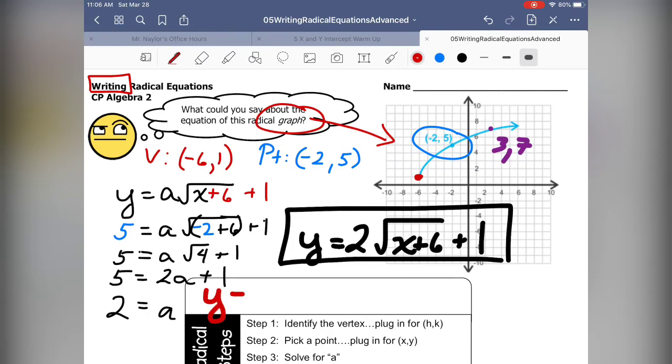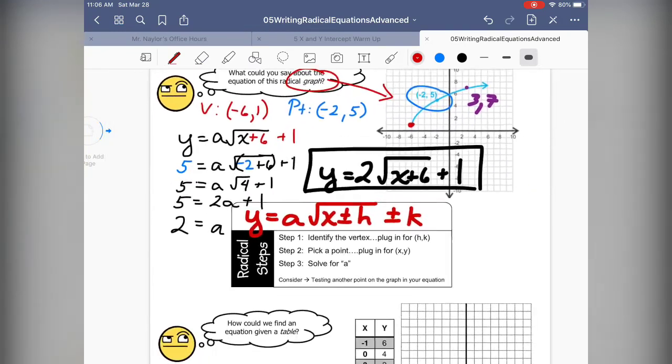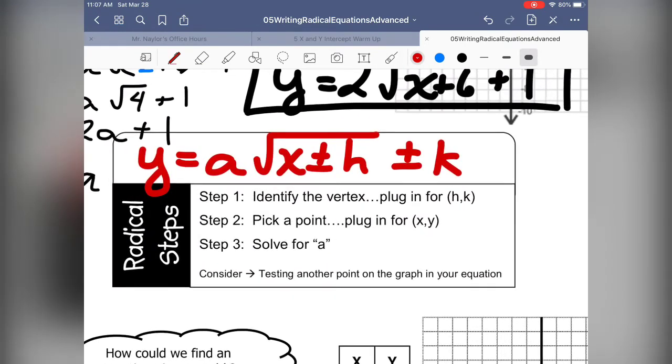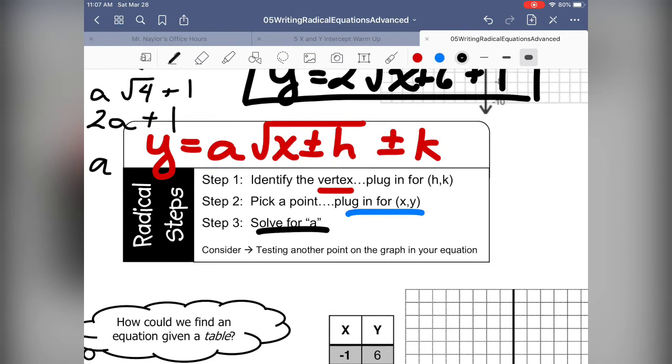So it's all about taking the equation that we studied yesterday, that is y equals a, the square root of x plus or minus h on the inside, then plus or minus k on the outside, taking that equation and plugging in the vertex, and then plugging in that point to x and y, so that we can ultimately solve for a and end up with our equation. As I did up here, you can pick another point. You can pick a test point just to make sure that everything is right, and know that you have that final answer.